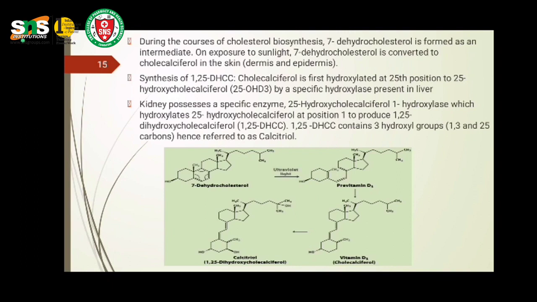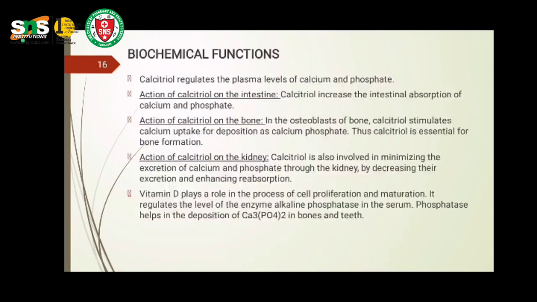Synthesis of 1,25-dihydroxycholecalciferol. Cholecalciferol is first hydroxylated at the 25th position to form 25-hydroxycholecalciferol by a specific hydroxylase enzyme present in the liver. The kidney also possesses a specific enzyme, that is 25-hydroxycholecalciferol 1-hydroxylase, which hydroxylates the 25-hydroxycholecalciferol at position 1 to produce 1,25-dihydroxycholecalciferol. This 1,25-dihydroxycholecalciferol contains 3 hydroxyl groups at the first, third and 25th carbon, and hence it is referred to as calcitriol.